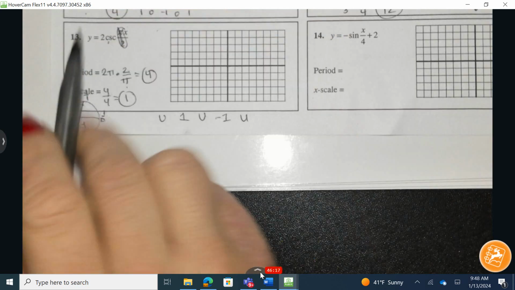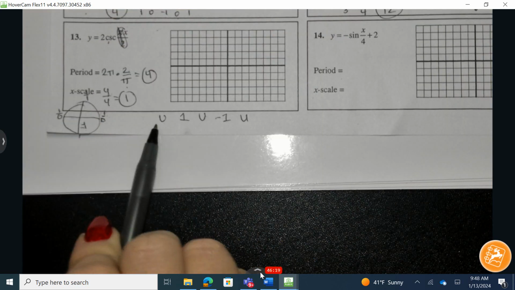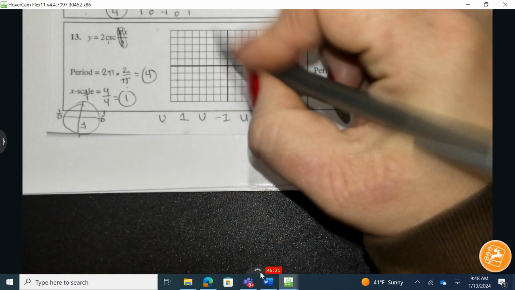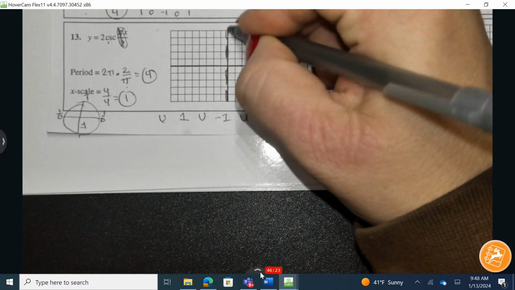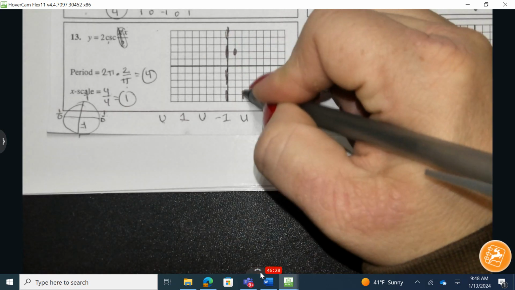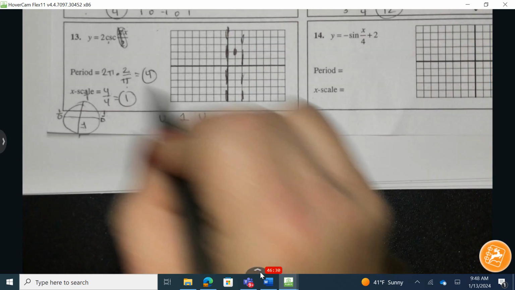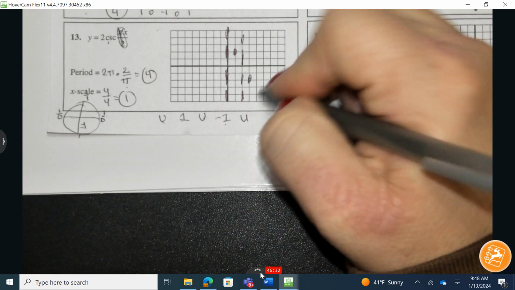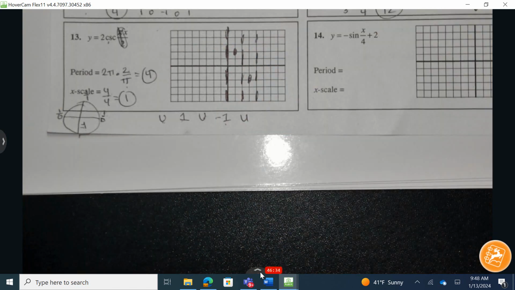I've taken care of this part. Now I need to multiply the output values by 2. So that does not affect when it's undefined. 1 times 2 is 2, another undefined. Negative 1 times 2 is negative 2. And I'm going to press pause here and continue to make these.